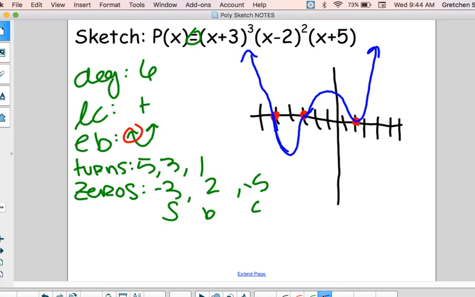Does that match our end behavior? How many turns does this take? 3. A sway is not a turn. So there's 1. That's still going up. So there's 2. There's 3. Go back and circle. If your number isn't on there, you're wrong.